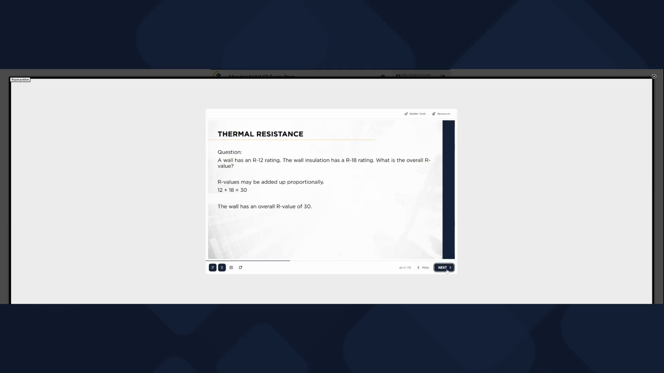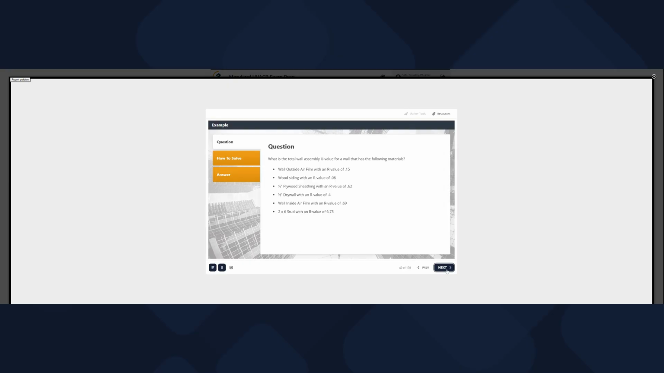A wall has an R12 rating. The wall insulation has a R18 rating. What's the overall R value? R values may be added up proportionally. 12 plus 18 equals 30. The wall has an overall R value of 30. Let's work through an example. Click the next button or on each tab to see how to solve the correct answer.